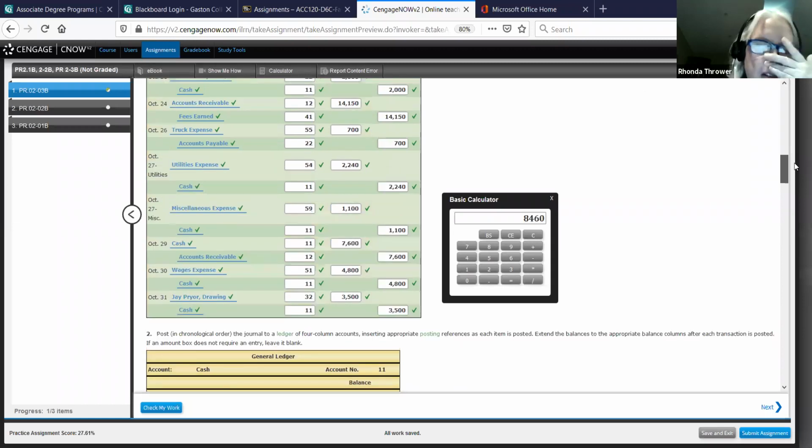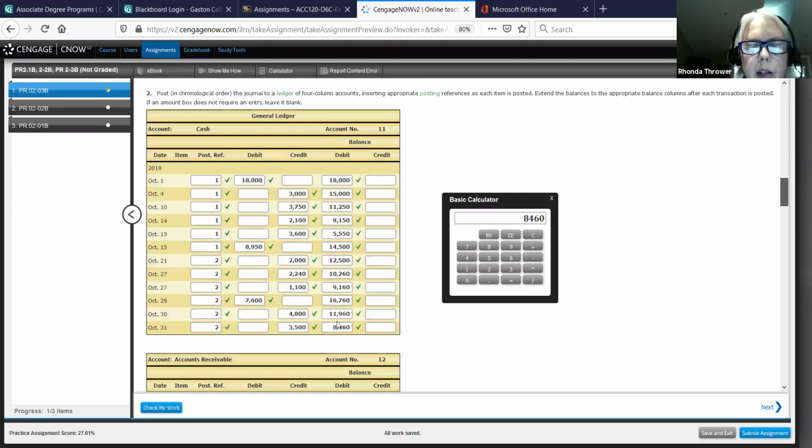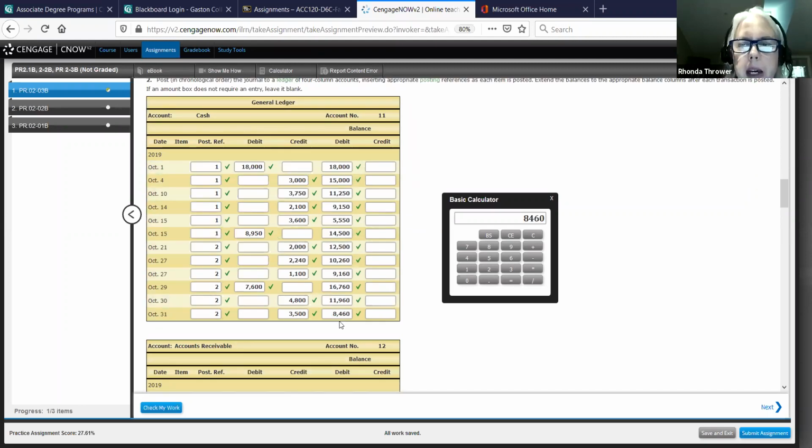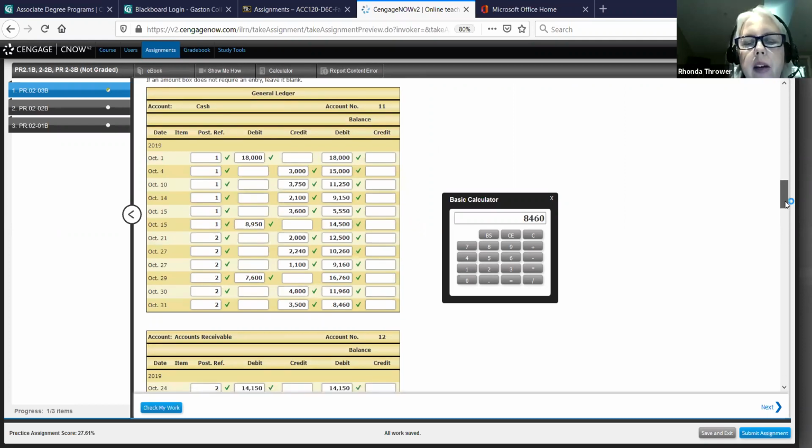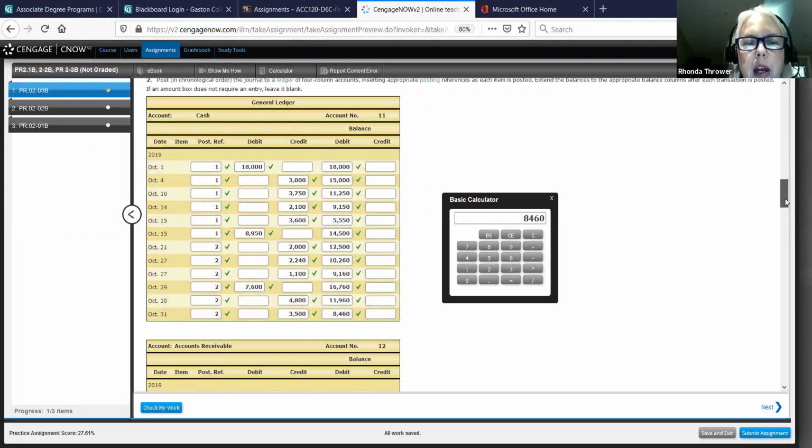All right, so the next step is to take just the ending balances and put them on the trial balance. The trial balance is a tool that just shows us that we've entered information in as best as we know how to do. If it balances out, that's a good thing. If it doesn't, we're going to have to go back and look for our mistakes.